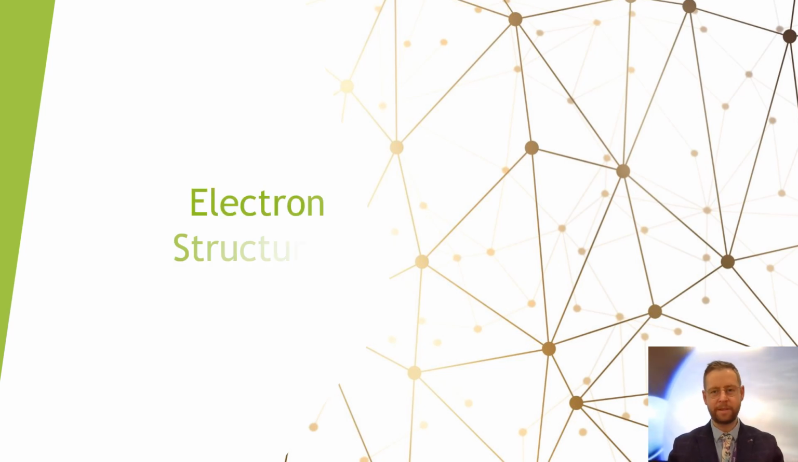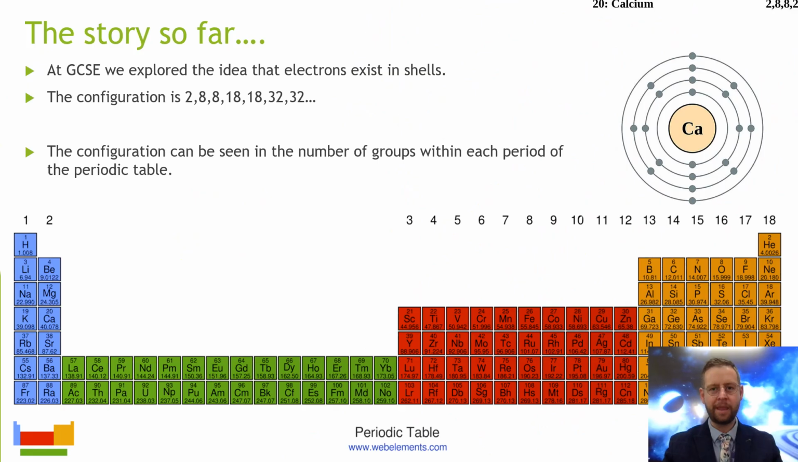So here we go, chapter 5 about electron structure. So far at GCSE, we introduced this idea that the electrons existed at discrete energy levels, almost like the orbits of planets around the Sun, with 2 in the innermost shell, and then 8 in the next shell, and then 8, and then 18, 18, 32 onwards.